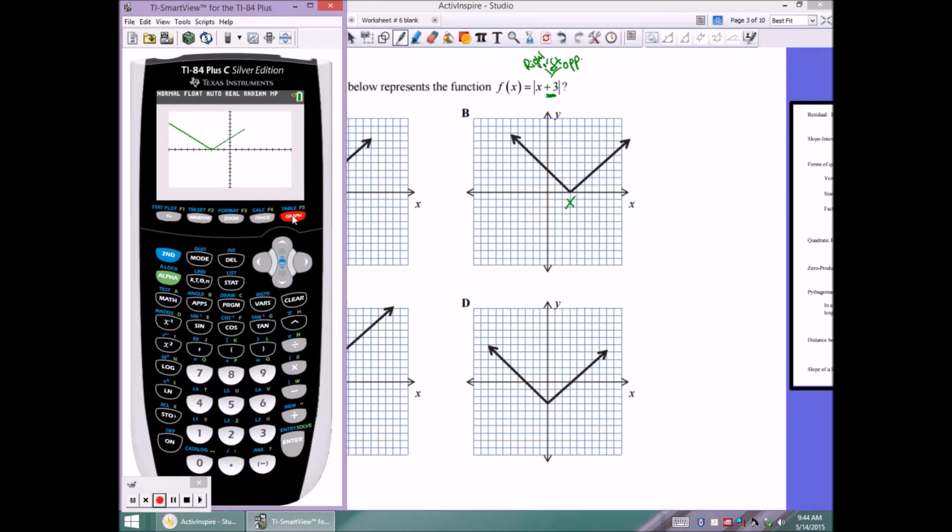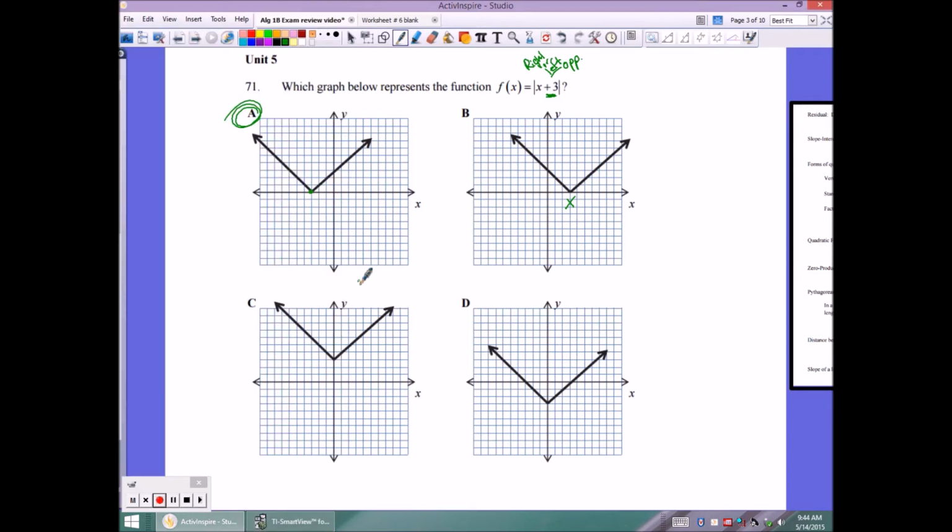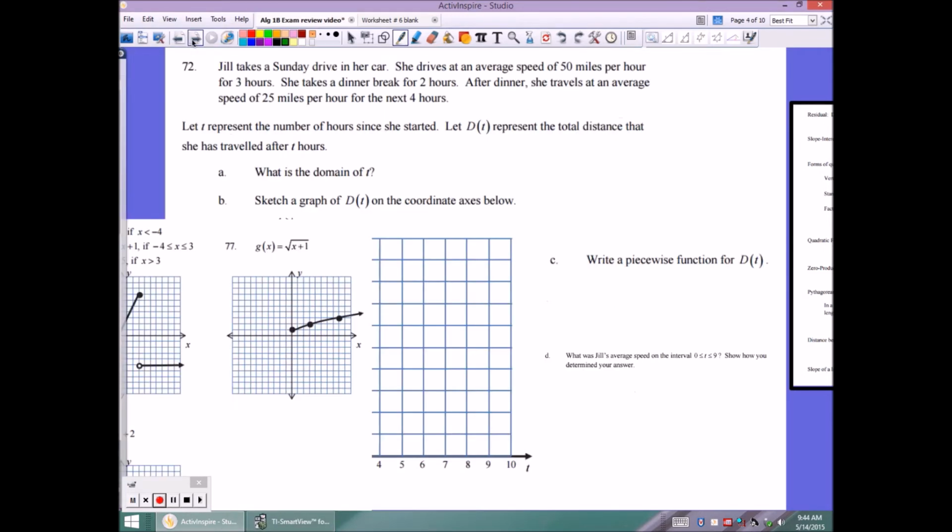And then I can easily match and say, oh yeah, that definitely looks like this one. It moved left 3. All right, so use your resources. If you have your calculator, check your work. All right, next one. This is a fun one.